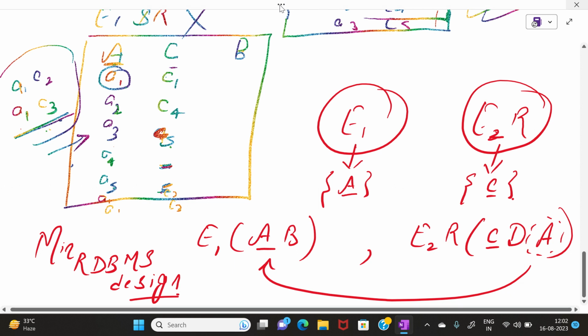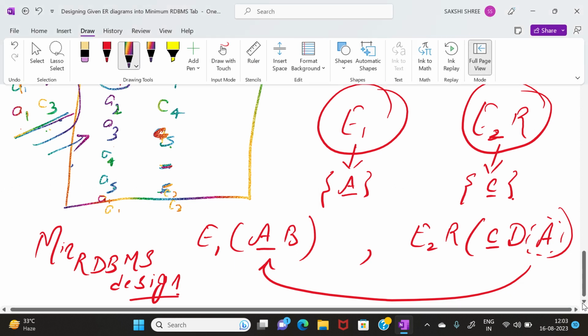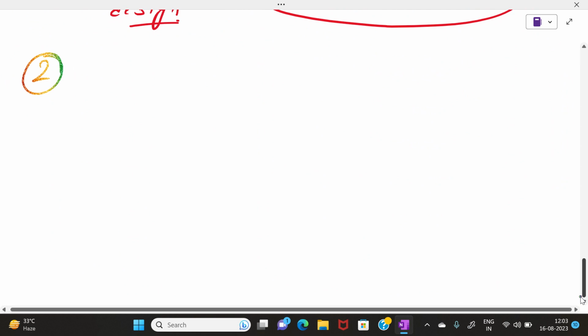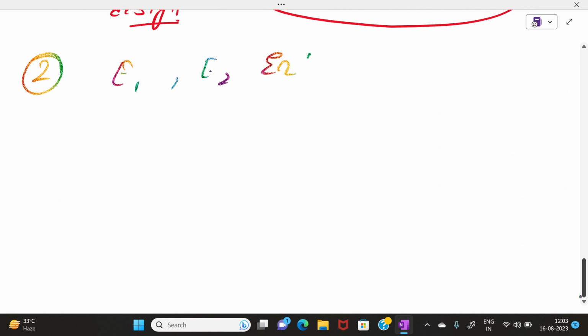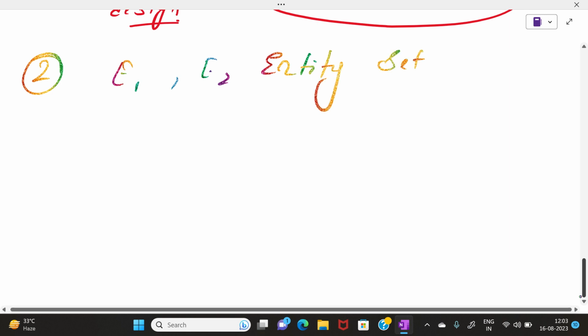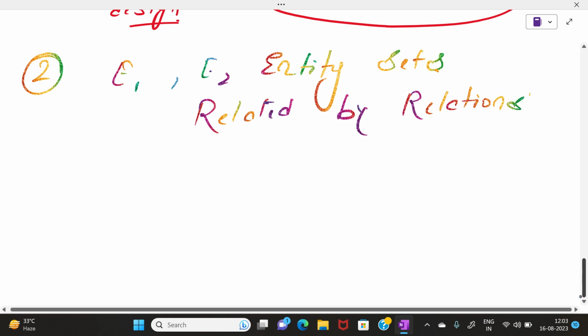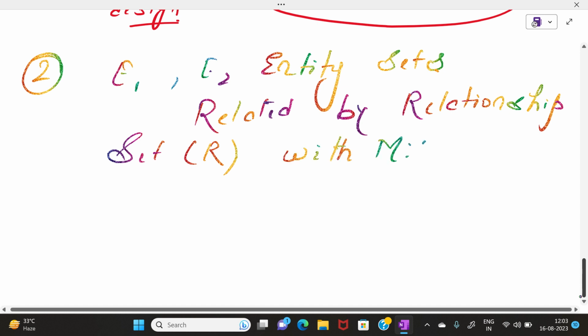Let's see another example. This will be the second example. E1, E2 are the entity sets related by relationship set R with M-to-N mapping, and only single valued attributes.